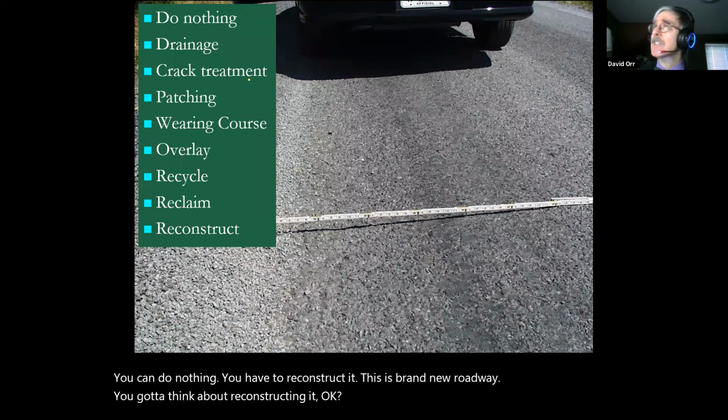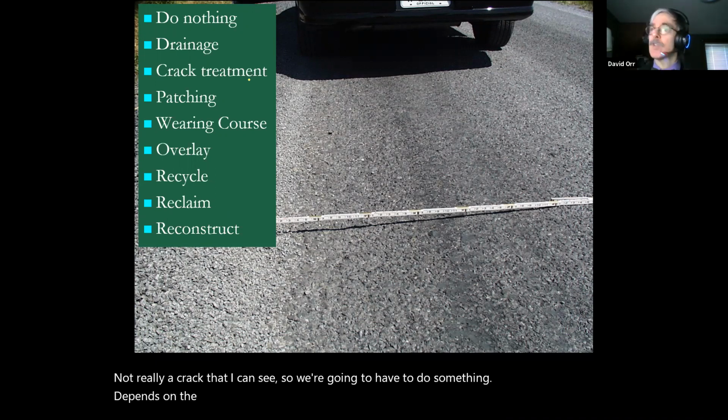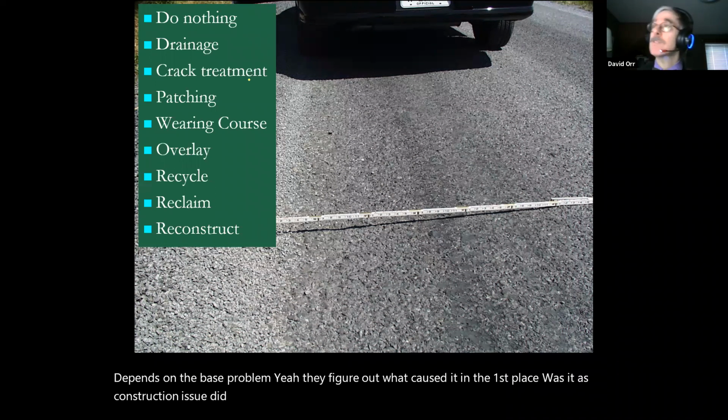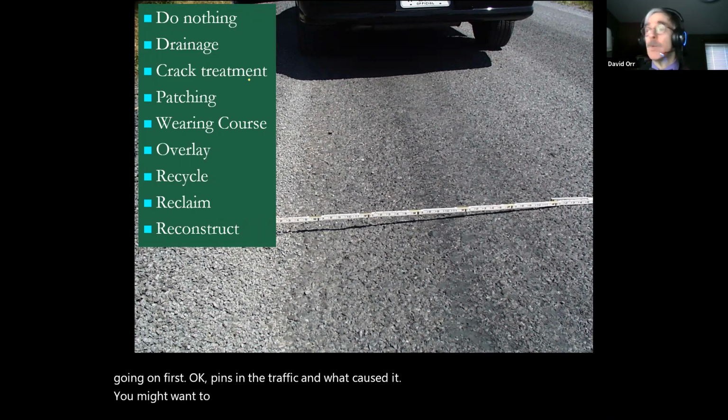Not really any cracks that I can see, so you're going to have to do something. Depends on the base problem. Yeah, figure out what caused it in the first place. Was it a construction issue? Did they not compact the base? Yeah, you've got to have a heart-to-heart about what's going on first, okay? Depends on the traffic and what caused it. You might want to do a test pit and see what's going on.